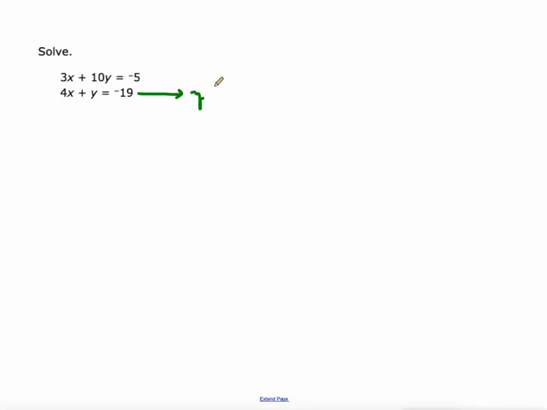So I'm going to take this bottom equation and solve it for y by just subtracting 4x from both sides. So y equals negative 4x minus 19. Then I'm going to take this top equation and substitute negative 4x minus 19 in for y. It gets a little bit ugly, but it's repetitive too, so once you get good at it, it's not that bad. 3x plus 10 times y, which is negative 4x minus 19, equals negative 5.